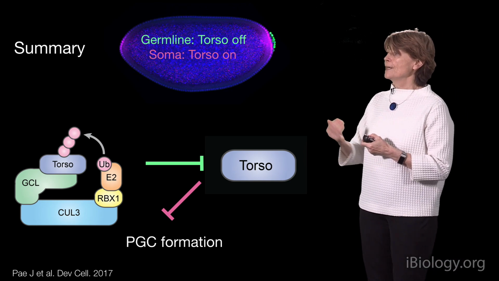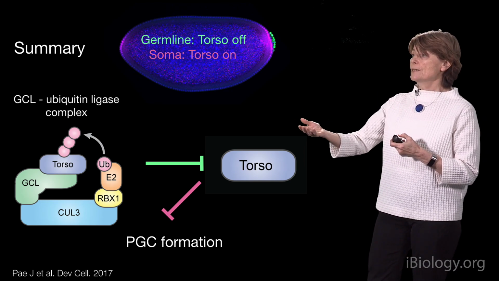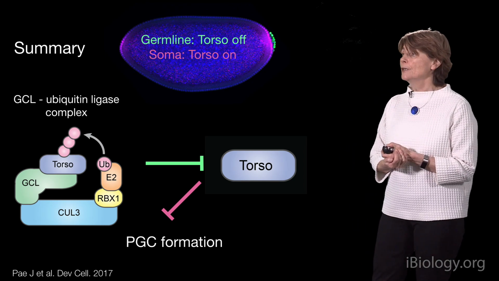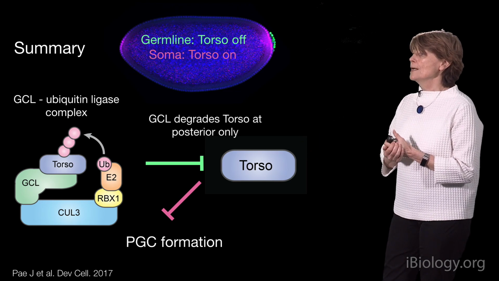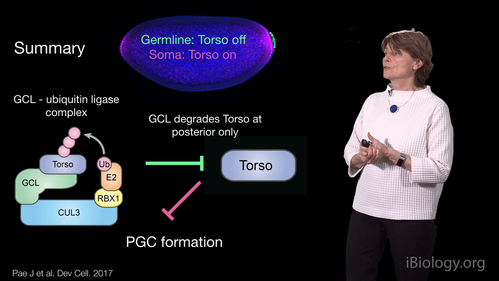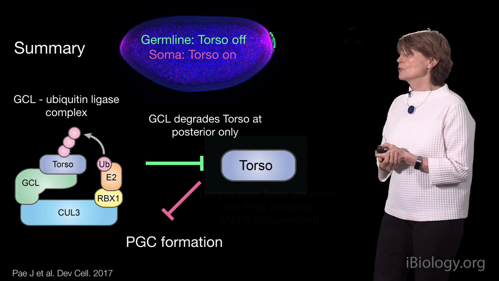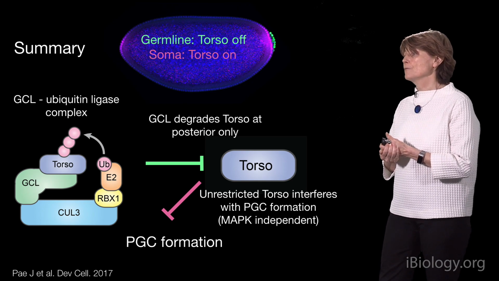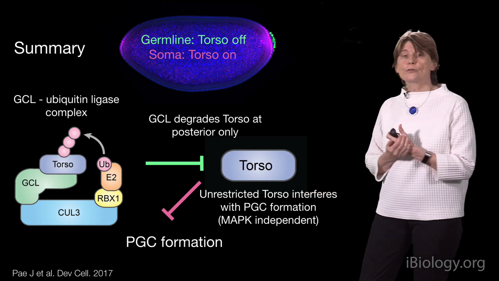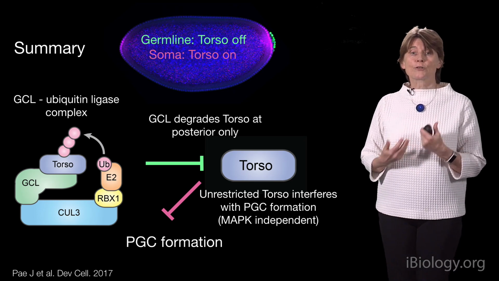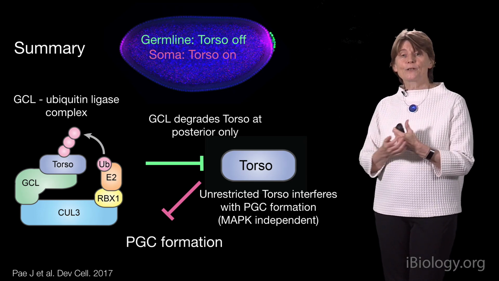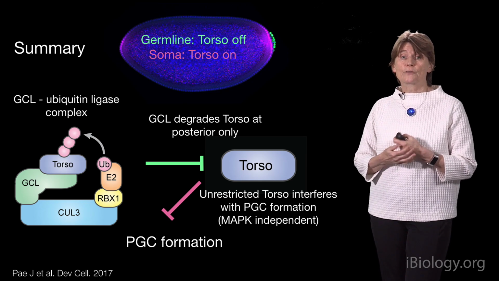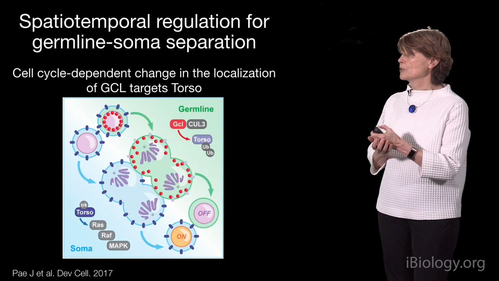So what we have learned now is that germ cell-less is part of the ubiquitin ligase complex and is an adapter protein which uses Torso as its substrate. Germ cell-less leads to the degradation of Torso, and then unrestricted Torso can interfere with PGC formation. However, we also know that this is MAP kinase and transcription independent, and so now we're trying to find out the mechanism of action of this receptor tyrosine kinase for germ cell formation.